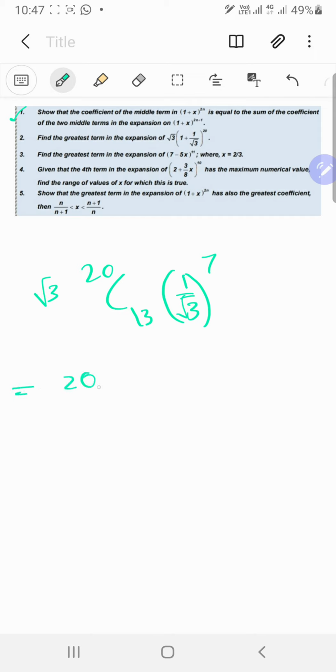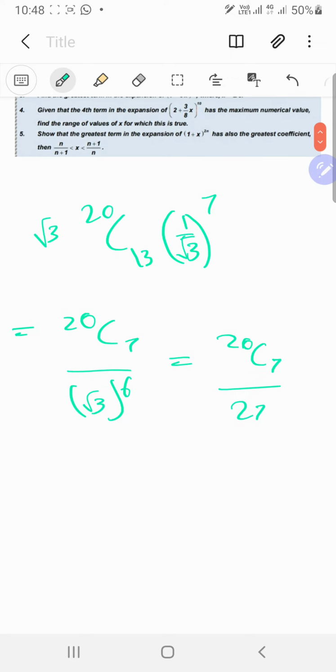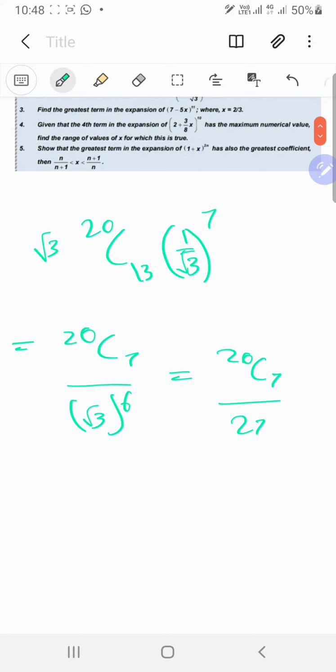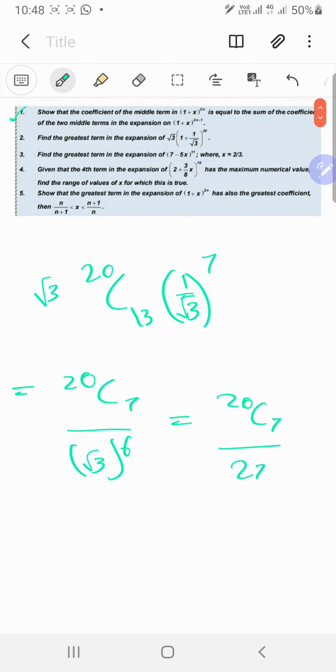It's 20 choose 7, and then you've got this thing upon √3 power 6, which is 20 choose 7 upon 3 cubed, which is 27. Okay, so should we calculate this? Maybe yes, maybe no. I don't think we should calculate this. So yeah, I will see you in the next video. You can calculate it yourself. Cool.